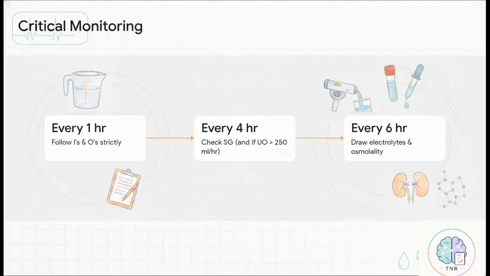All right, now we're in critical care territory, and the monitoring gets incredibly rigorous. Step 1, you must follow their intake and output every single hour. Step 2, check their urine specific gravity every 4 hours, and you also have to check it anytime their urine output spikes above 250 milliliters per hour. Step 3, you draw serum electrolytes with osmolarity every 6 hours. This constant, continuous data loop is absolutely non-negotiable if you want to keep the patient stable.